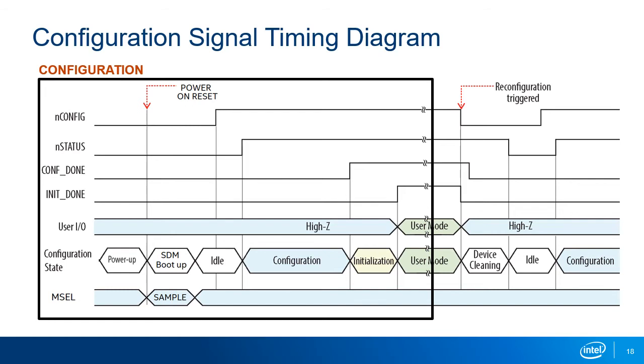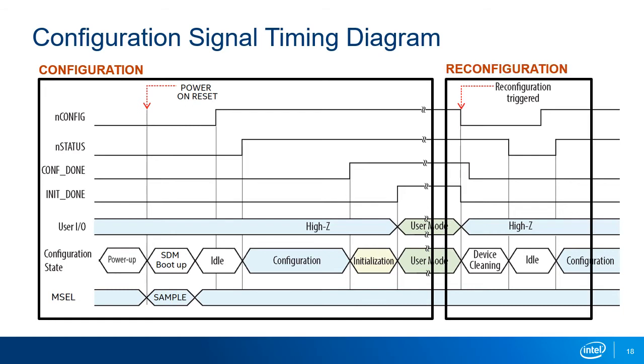A successful FPGA configuration is indicated by driving the CONF_DONE pin high. The FPGA enters user mode only after the INIT_DONE pin goes high, indicating the end of the initialization state and the end of configuration. The second event the timing diagram illustrates is the Agilex device reconfiguration. The two key differences between device configuration and reconfiguration are, firstly, the sequence of events after the FPGA is powered up, and secondly, the sequence in which nCONFIG can be driven to initiate reconfiguration.